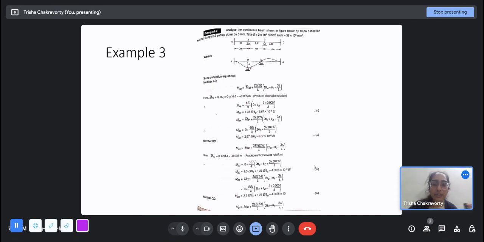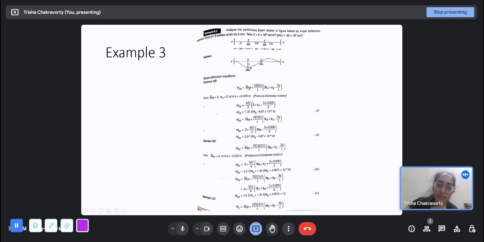This is another example. We analyze a continuous beam as shown here. So here there is another thing: support B settled down by 5 mm. So far there was no settlement in the supports, so this term was not being included in the equation. So 1, 2, 3, we have three spans.